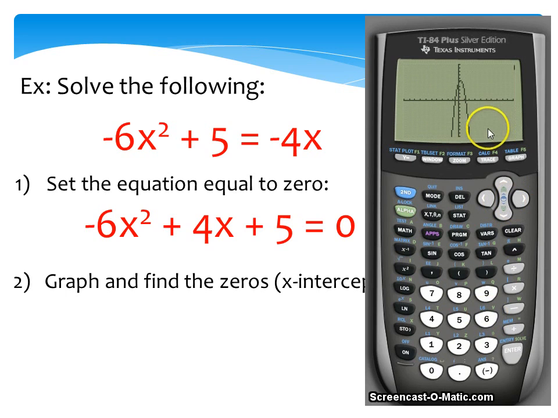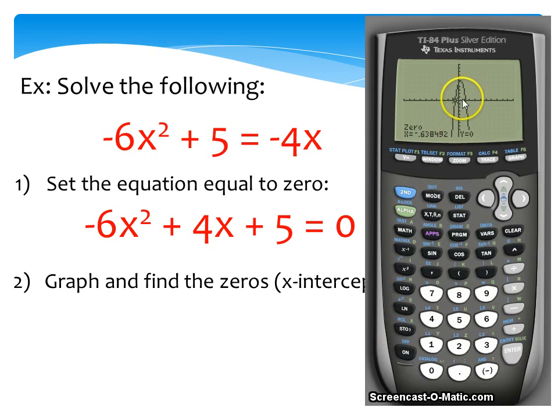And we'll see again we have a U-shaped graph, but this time it's upside down. But again, we see that we have two solutions. So let's find those. So press second trace, go to our 0 option, enter. Get our cursor as close as we can to the first solution, where it hits the x-axis. It's left bound, press enter. Twice right, so that we're past that point, press enter. And then press enter one more time to get our answer of negative 0.64 roughly.